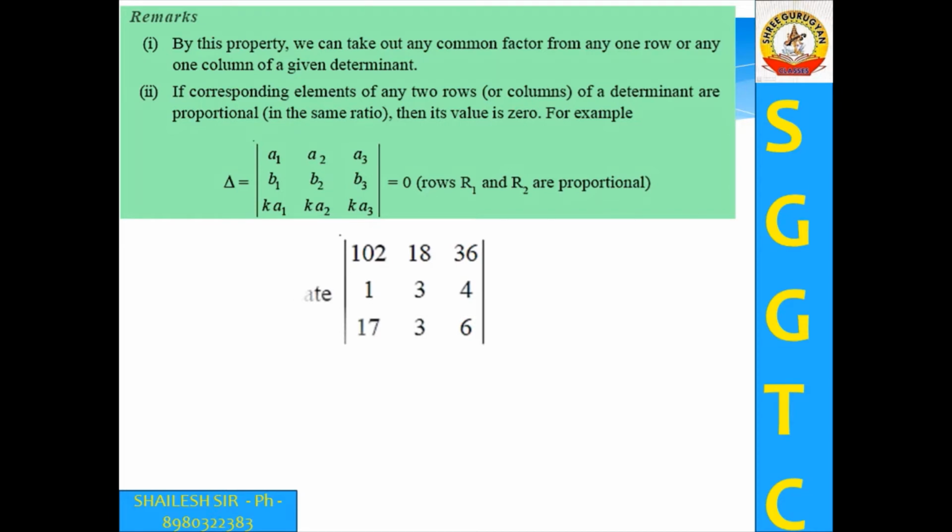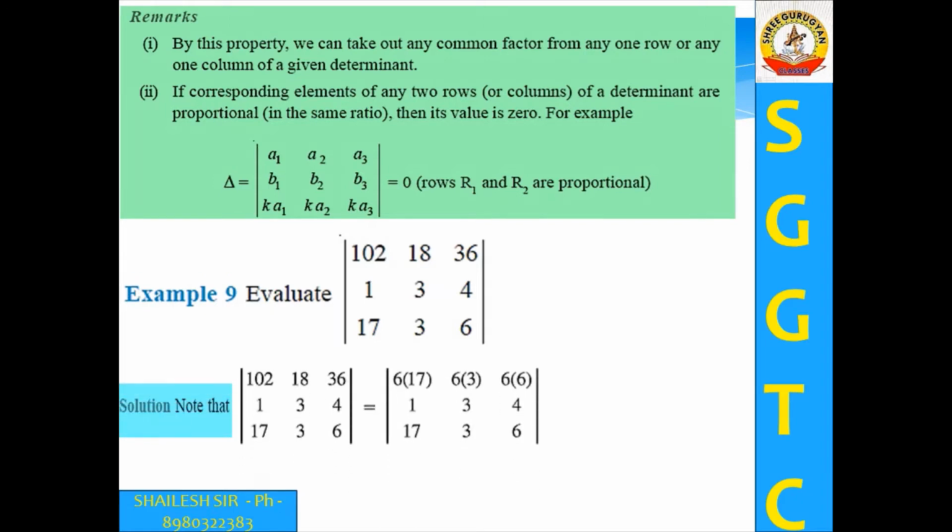Here your two rows are the same, the first row and third row. If you take k common, that's why your answer is 0. And R1 and R2 are proportional.